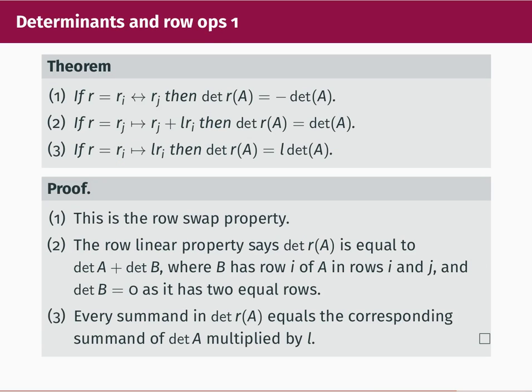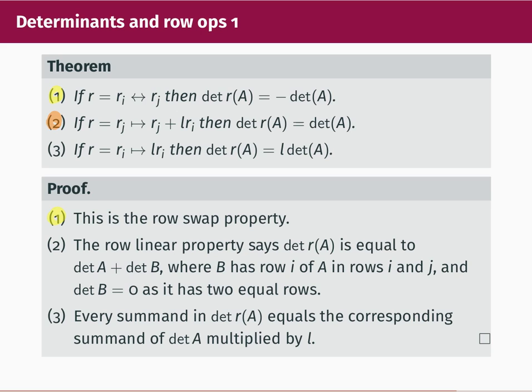Finally, actually not quite finally, but let's work out how doing row operations affects the determinant of a matrix. We can now say precisely how a row operation affects a determinant. Remember, there are 3 different types of row operations, so we need 3 different parts in our theorem. First of all, if you do a row swap, then you change the sign of the determinant by -1. We already know this, we proved it. It's exactly the row swap property.